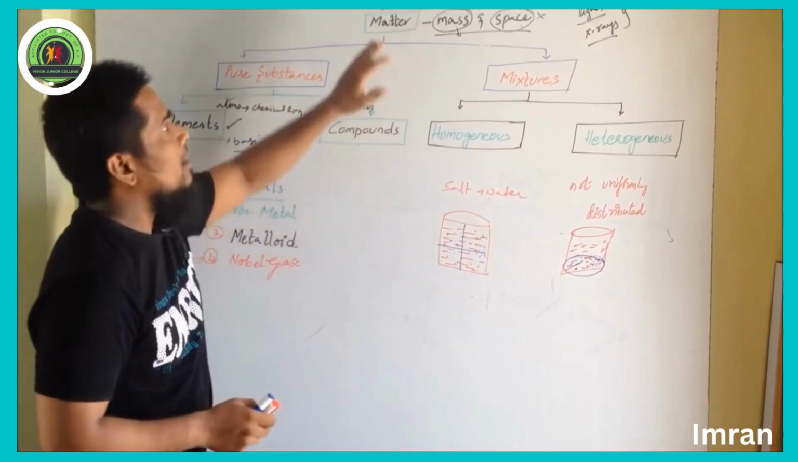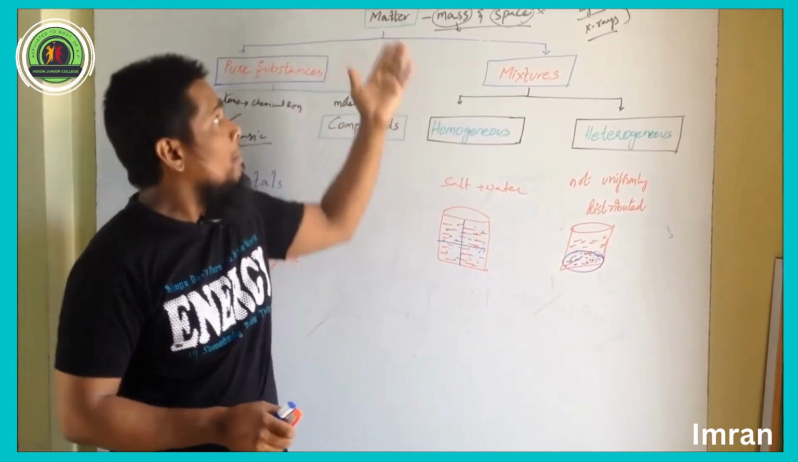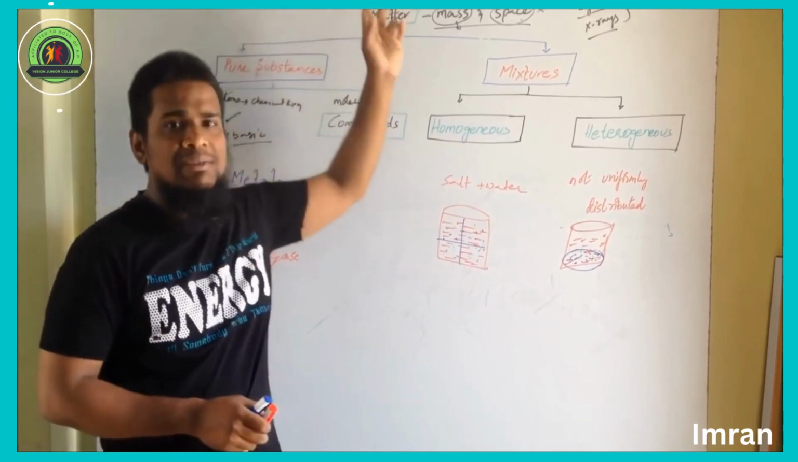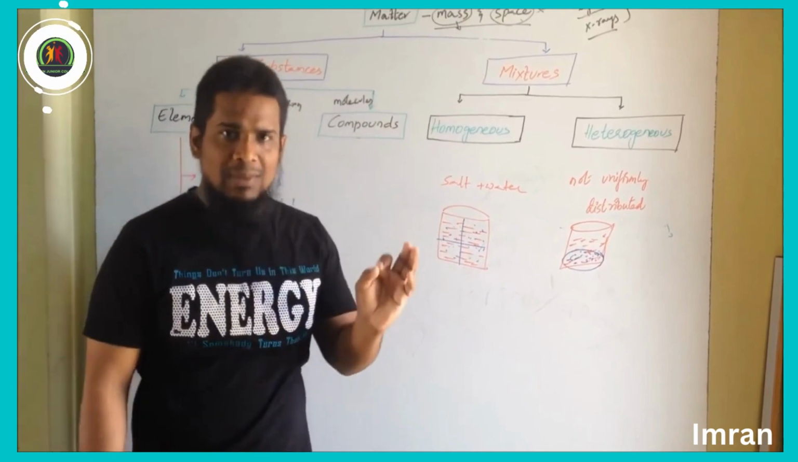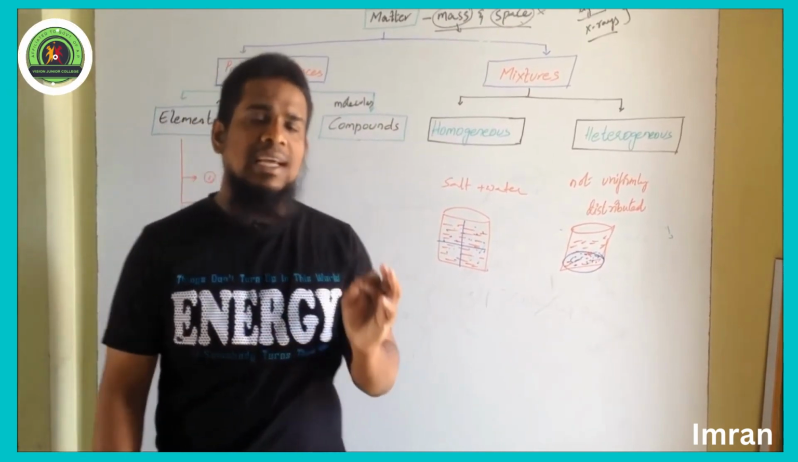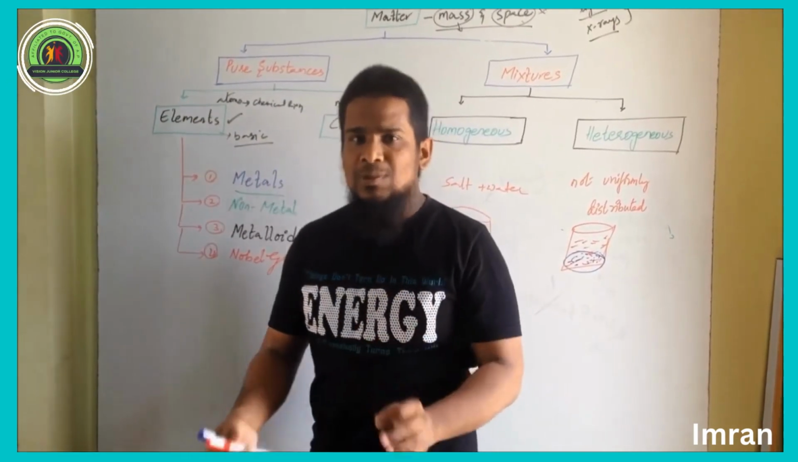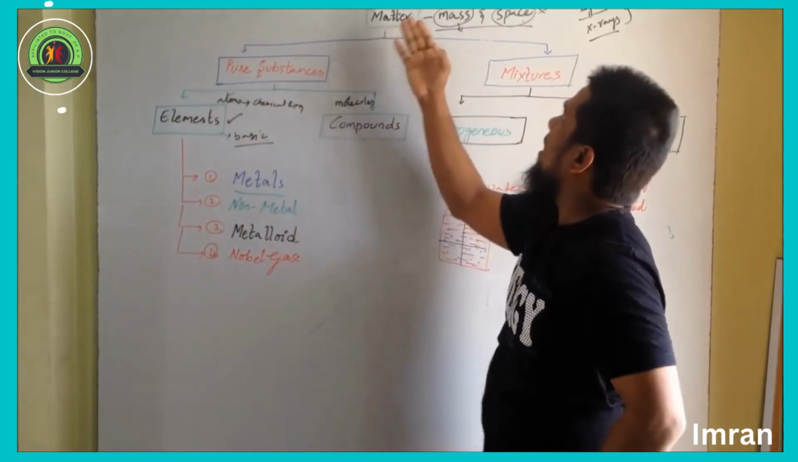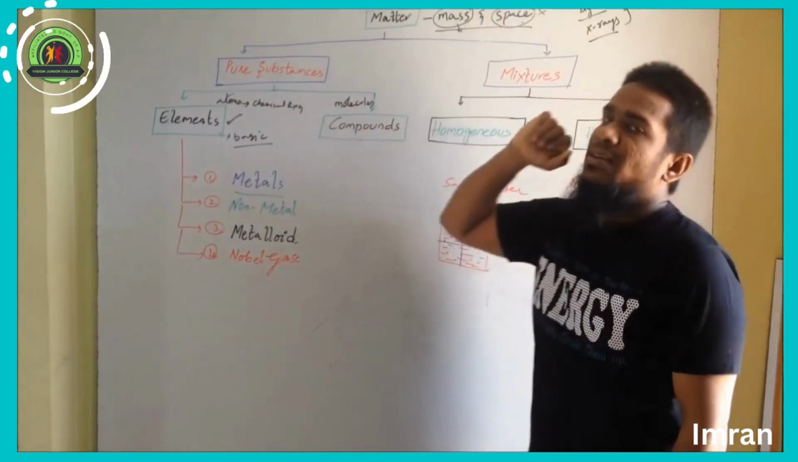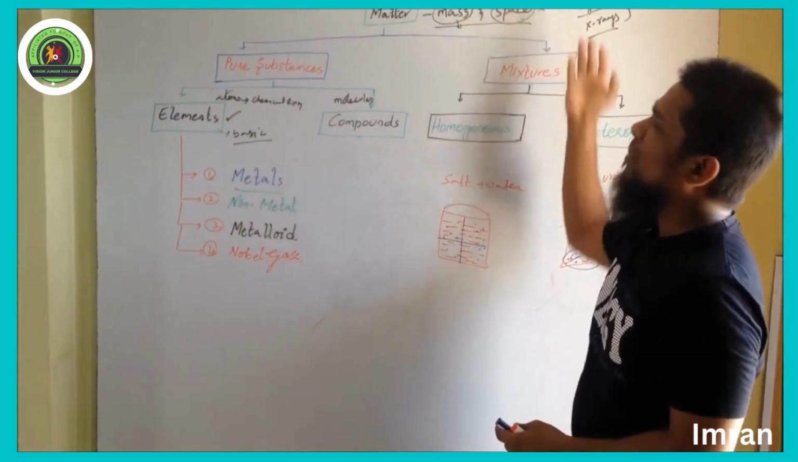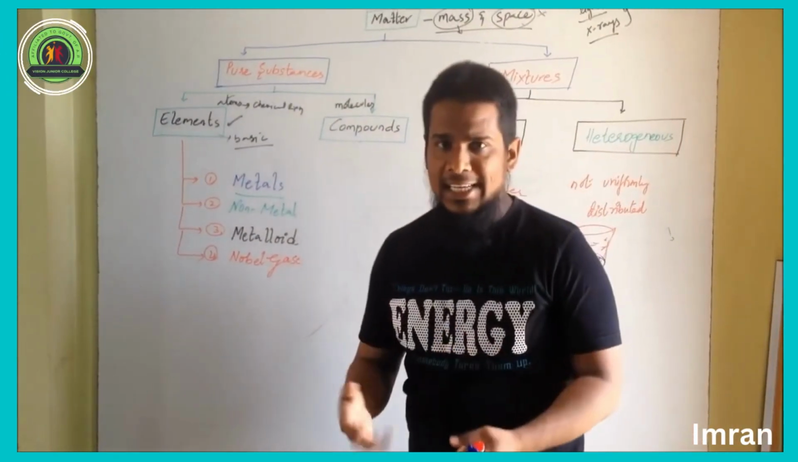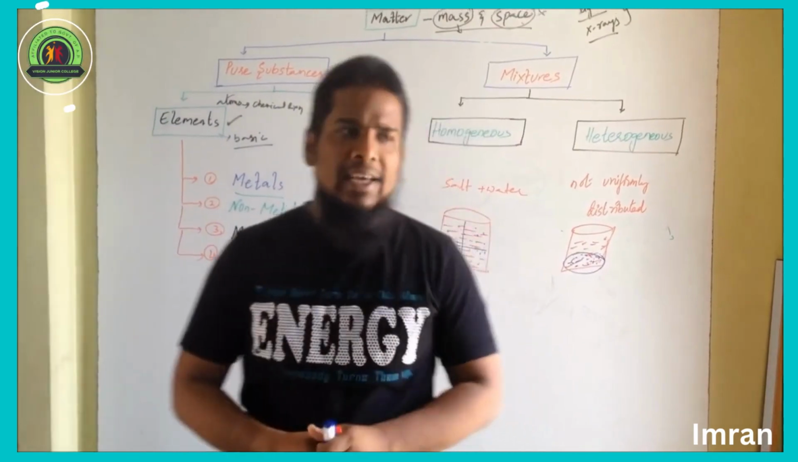And coming to our topic matter, the whole universe can be divided into two parts. One is matter, another one is non-matter. Matter can be defined as the substance which has mass and occupies space, and non-matter is the one which has no mass and does not occupy space. An example for non-matter is electromagnetic radiation, the whole set of electromagnetic radiations.